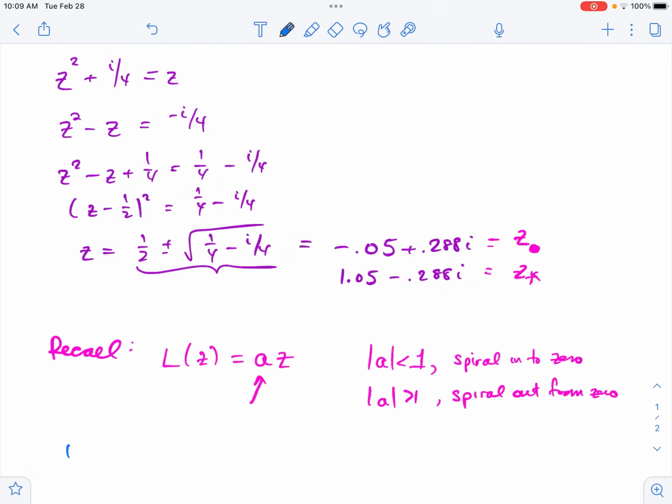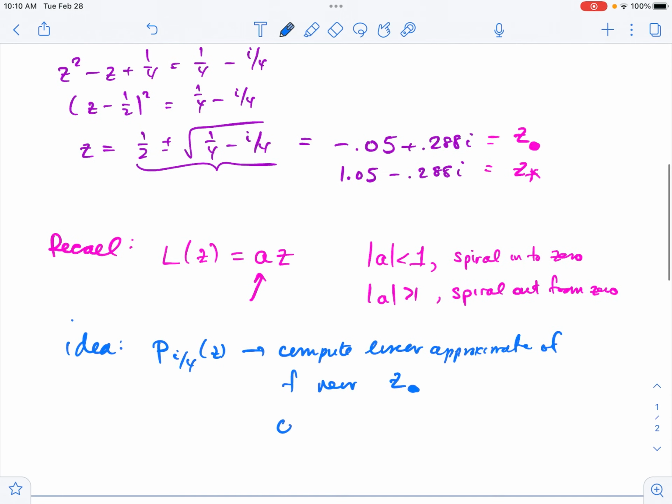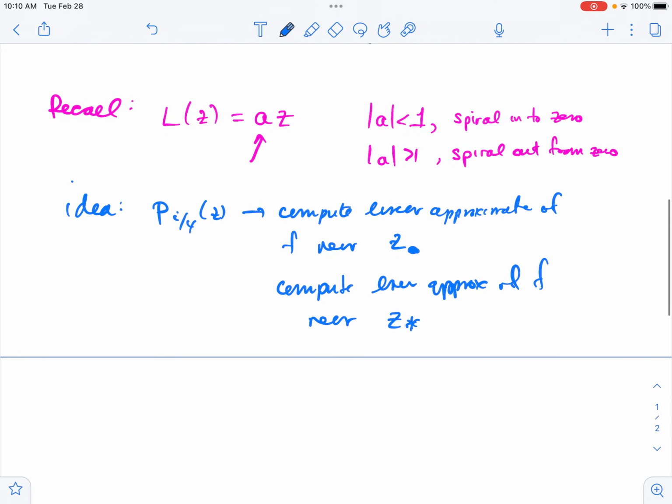So the idea here is that if we start with our function p_{i/4} of z, and then we compute the linear approximation of f near z dot, and we could also compute the linear approximation of f near z star, then the coefficient of the z term should tell us if f is blowing up or shrinking in at that point. So let's do that.